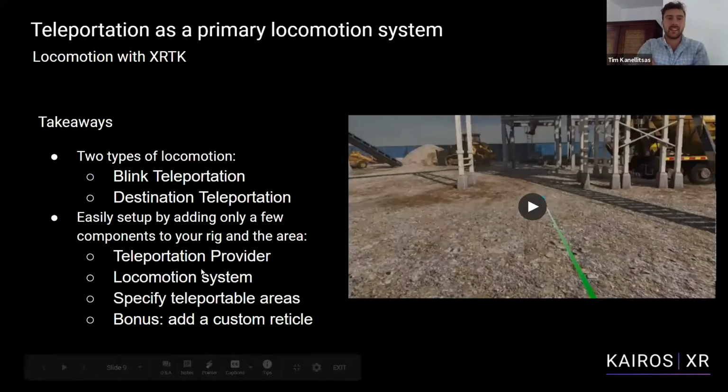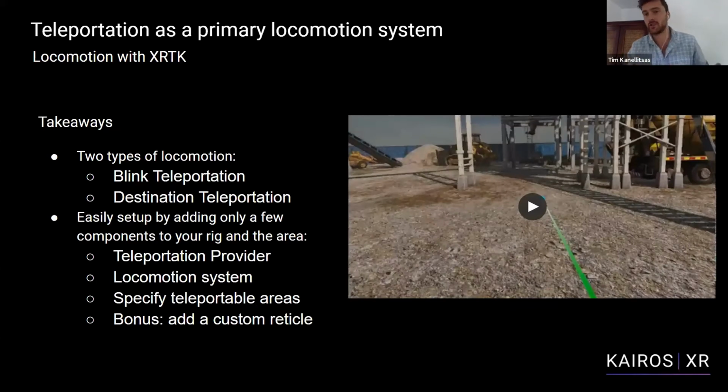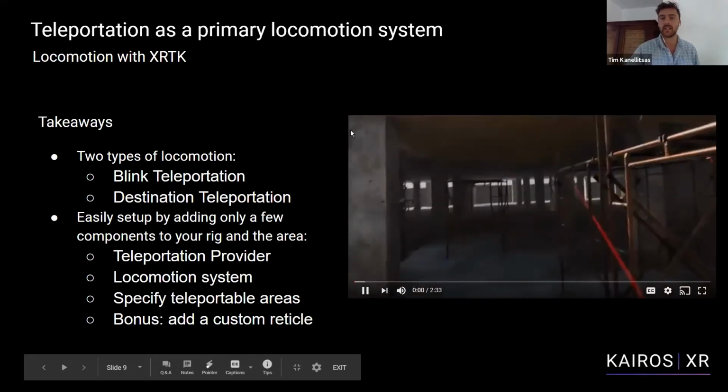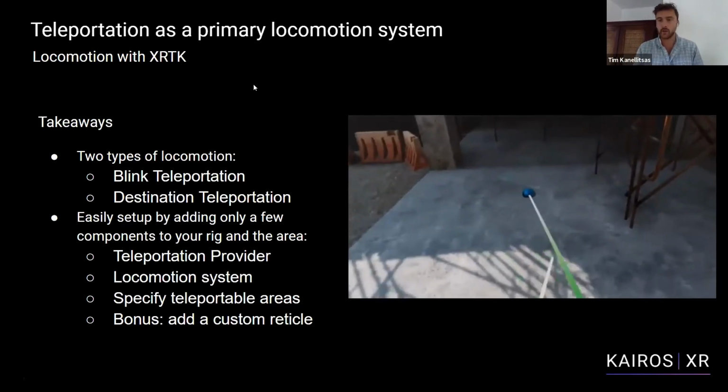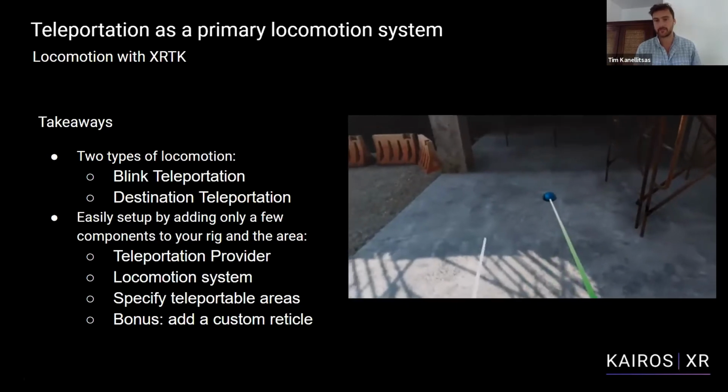So teleportation. Well, we know that we're focusing on locomotion right now. XRTK out of the box comes with really one form of locomotion, and that's teleportation. Within that, you have blink teleportation or free teleportation, which is what we saw. We'll see a little demo here in the construction project. And then you also have anchor teleportation.